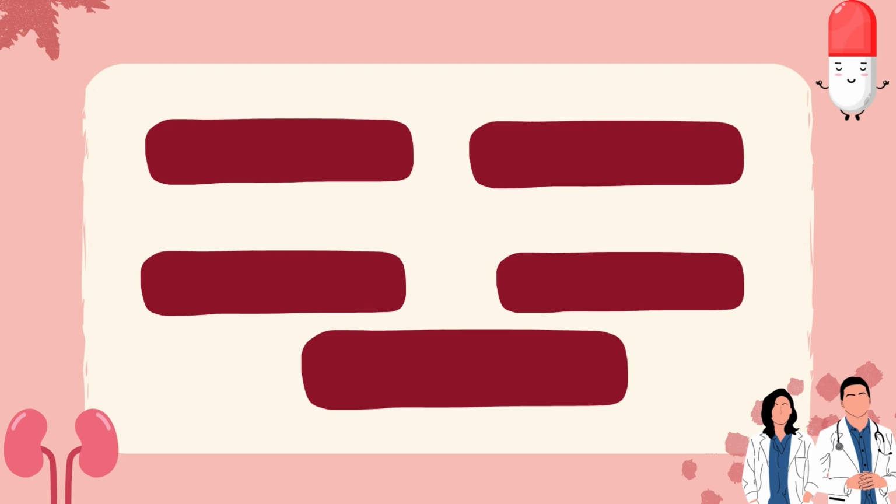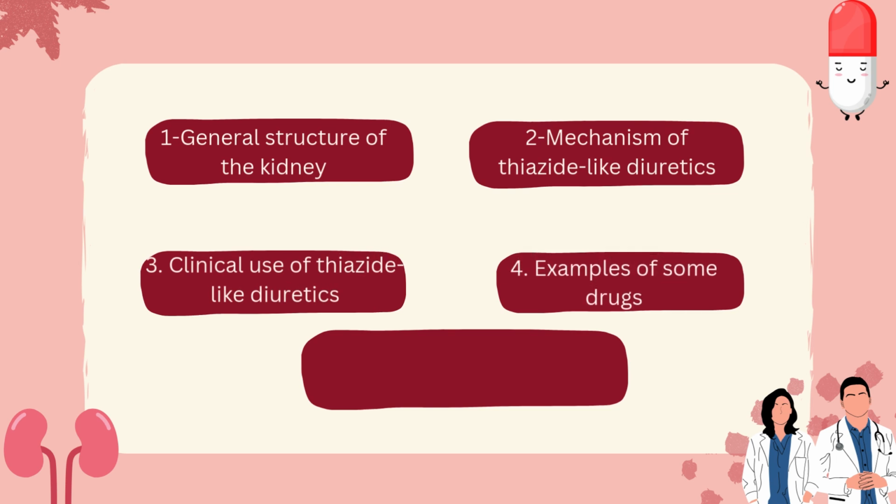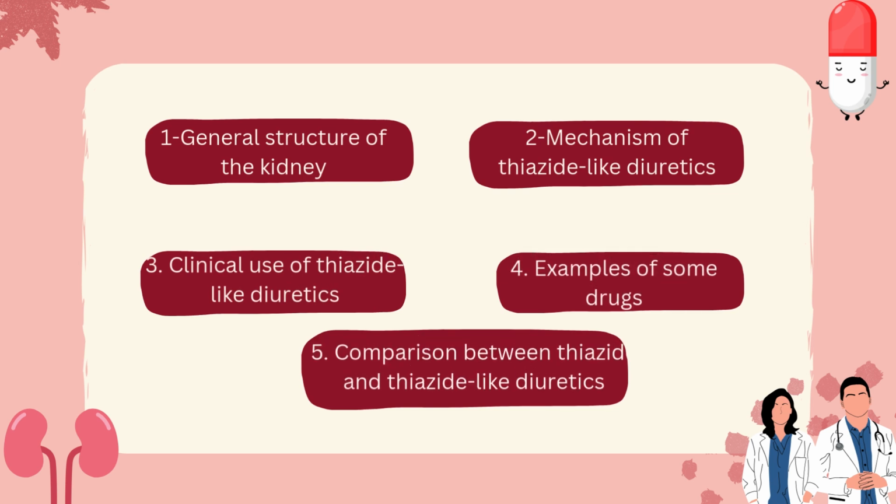Today we are going to talk about thiazide-like diuretics. We will include the general structure of the kidney, mechanism of action of thiazide-like diuretics, clinical use of thiazide-like diuretics, examples of some drugs, and comparison between thiazide and thiazide-like diuretics.